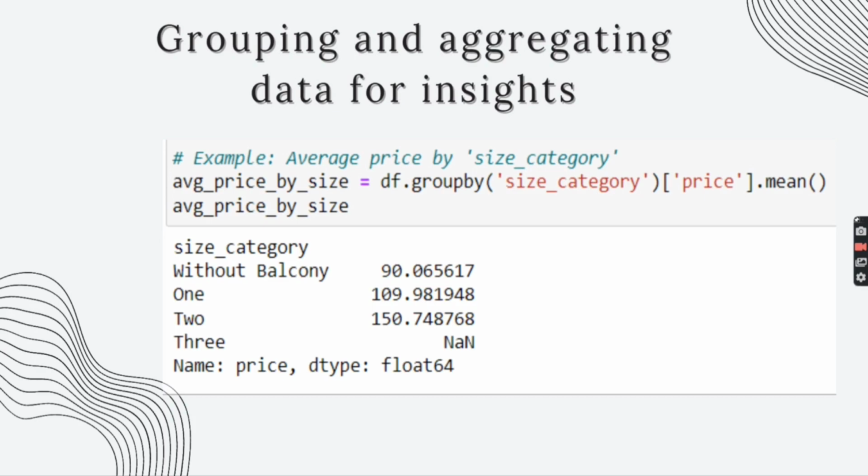So let's see the grouping and aggregating data for insights. We can even group and aggregate data to drive our insights. As you can see here, I am using the price as a size category and grouping by its average price. We get to see the mean of balcony with 1, 2 and 3 in different price ranges as 90, 109 and 150. Whereas the 3 gives us NaN, which means there are no mean values, which might be higher than 150 as well.